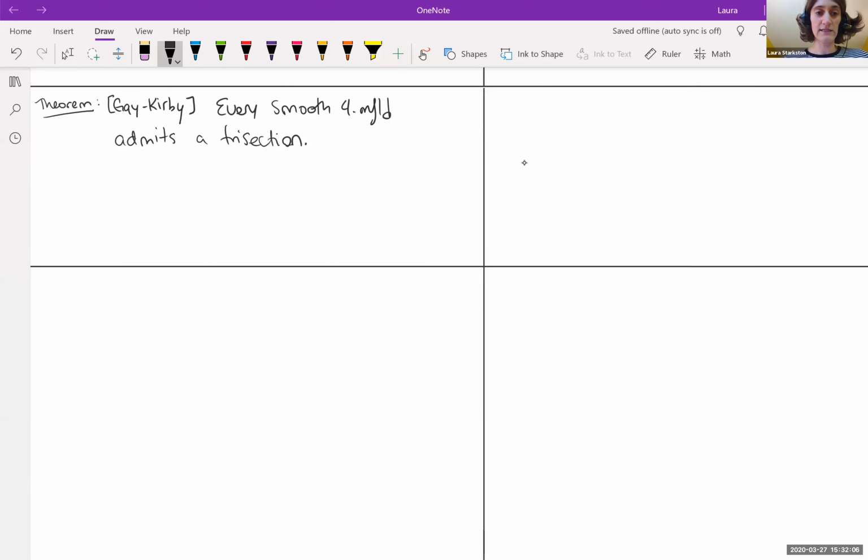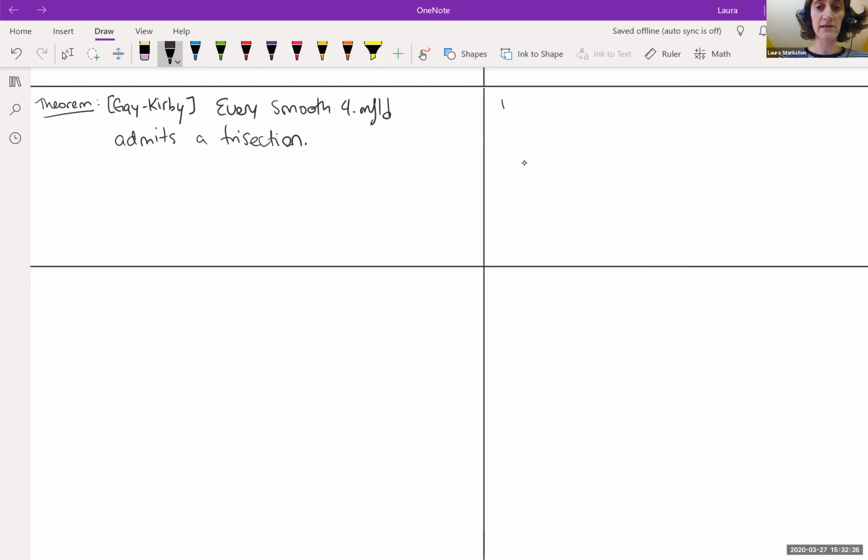So I think that is surprising at first, that you can really just split up any smooth four-manifold, no matter how crazy, complicated, exotic it is, into these three very simple pieces. And all of that data can be encoded by just curves on a surface.